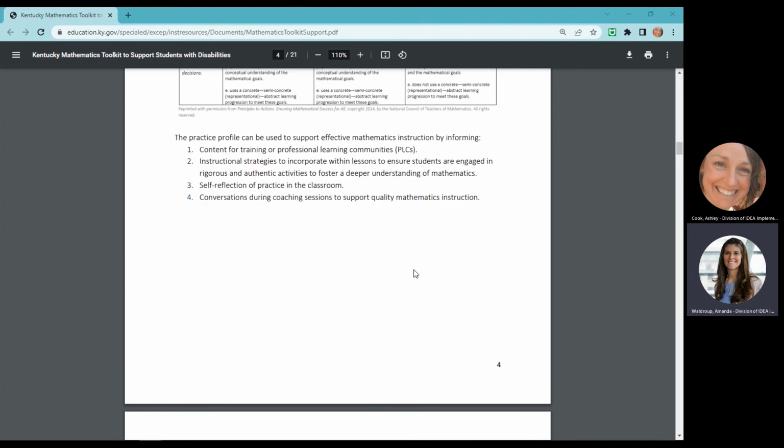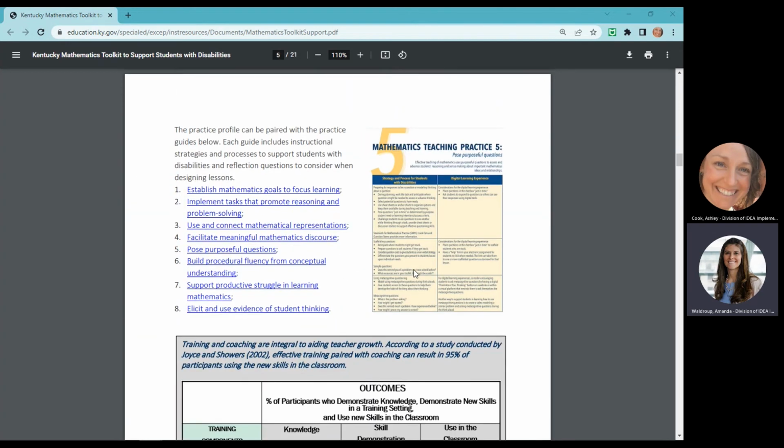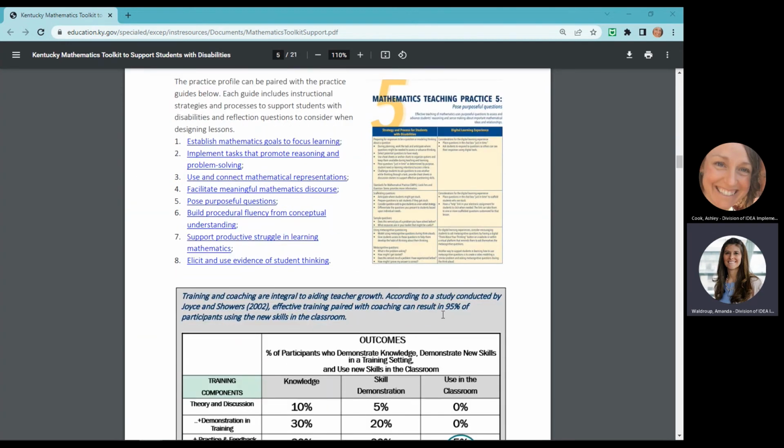So next we have the practice guides. This helps to provide a little bit more information about each of the 8 mathematics teaching practices. There's a practice guide for each one of them. The practice guides include the teaching practice at the top. They also include strategies that can be used to help support students with disabilities.